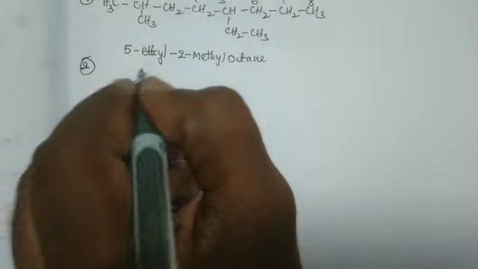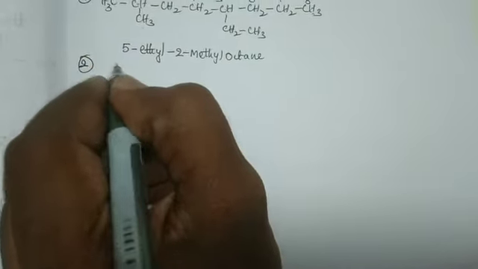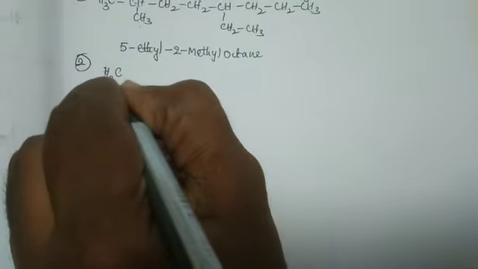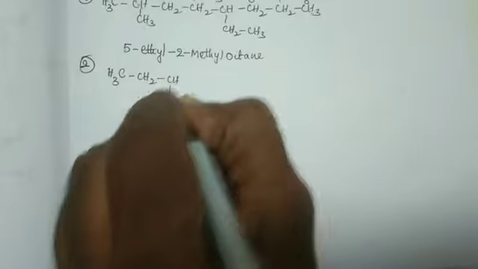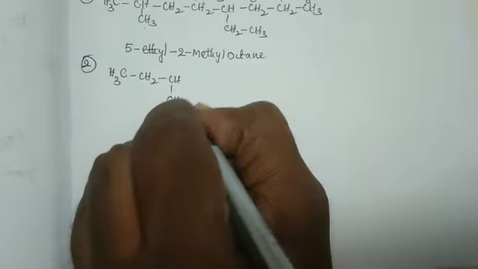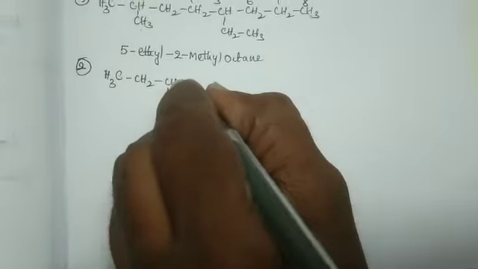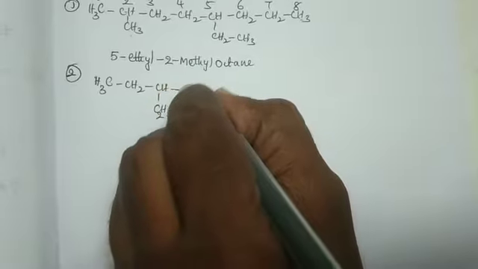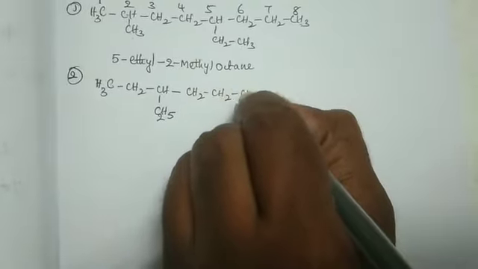The second example I will give. We'll take the case where different substitutions are present at the same numbered carbon on both sides. So how to give the name, that we see.